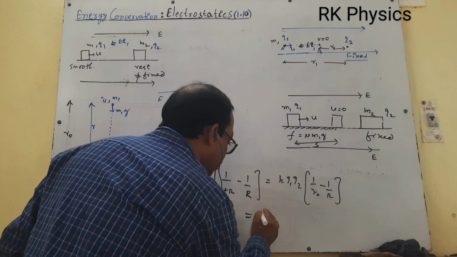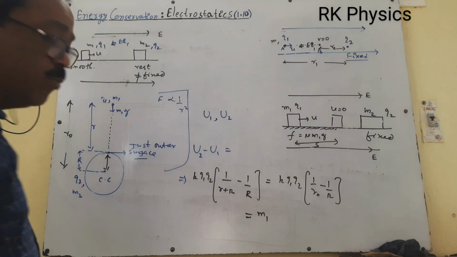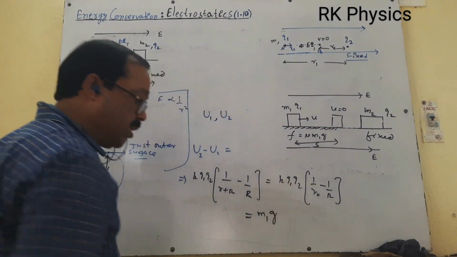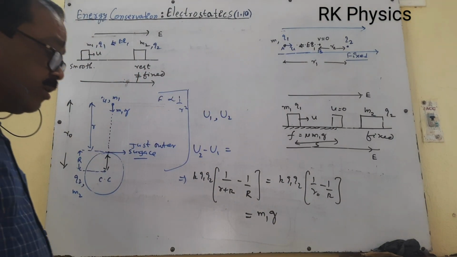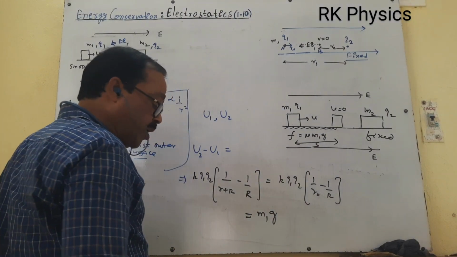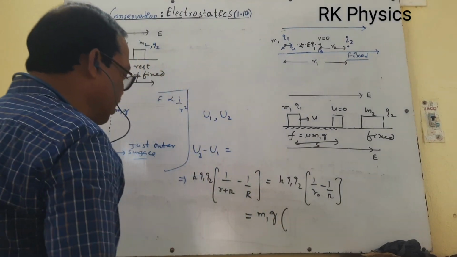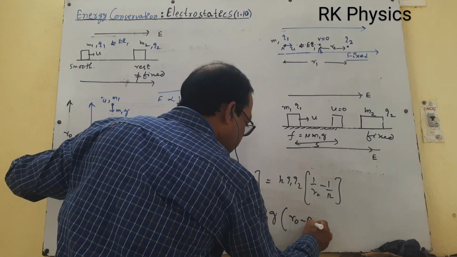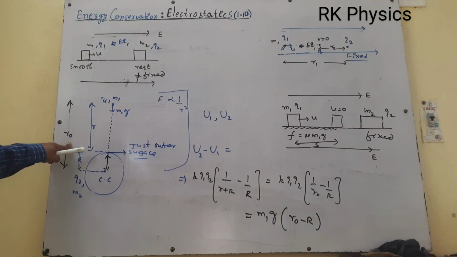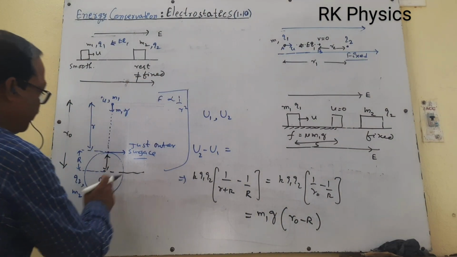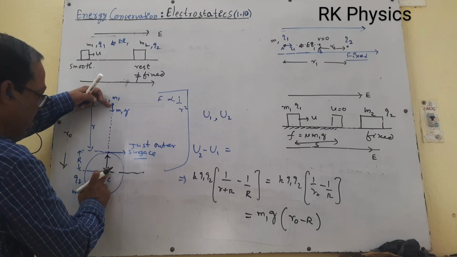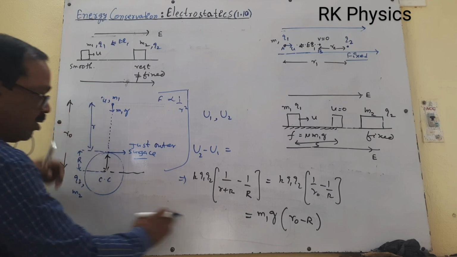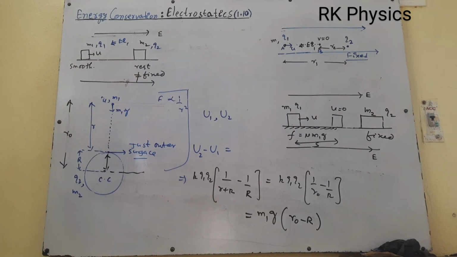Now, this potential energy is gained by the charge during the motion, and that is equal to, which charge is in motion? M1. Its mass is M1, the body is freely falling, and acceleration due to gravity is g. That is M1g into the initial distance. The total height is R naught minus the final height R. That means H minus H prime, where H is R naught and H prime is R. So M1g into R naught minus R.